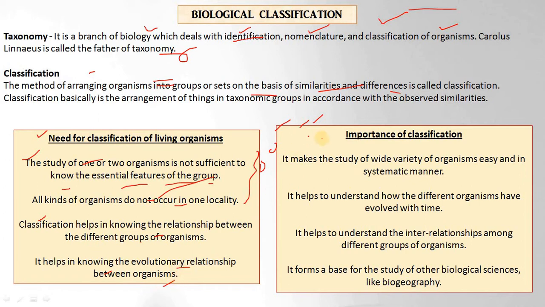Coming to the significance of classification. It makes the whole wide variety of organisms easy to study in a systematic manner. It helps to understand how the different organisms have evolved with time. It helps to understand the interrelationships among the different groups of organisms. It also forms the base for the study of other biological sciences like biogeography.